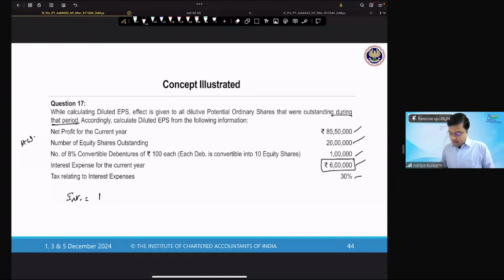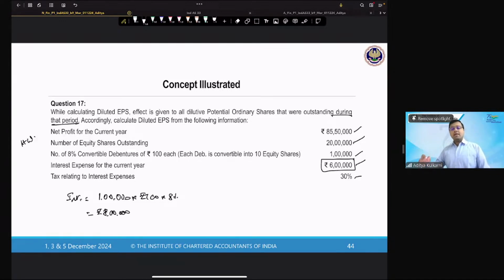Yes, sir. Interest will be 1 lakh into rupees 100 into 8%. So that comes to 8 lakhs. But actually interest expense is given to be 6 lakhs. So 6 by 8. So that is your number of months that the debentures are in issue. So that will come to 9. Okay.